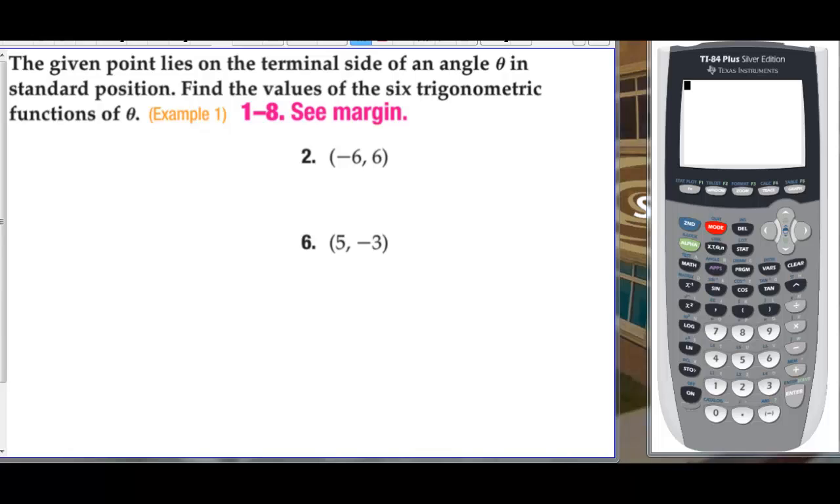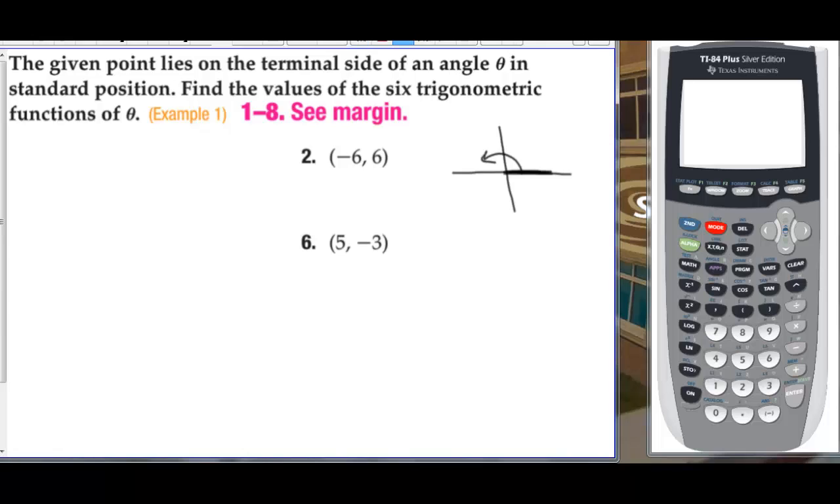The given point lies on the terminal side of the angle theta in standard position. Let's talk about standard position very quickly. That means the initial side of the angle is on the positive x-axis, and then we open up the angle to whatever in a counterclockwise direction. That'd be positive. And then find the values of the 6 trig functions of theta.